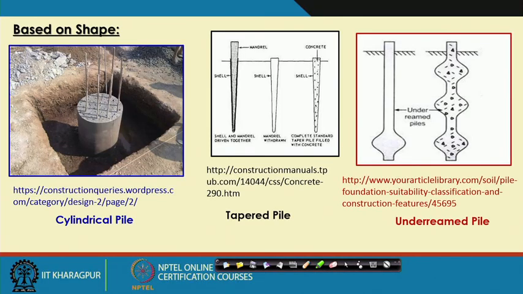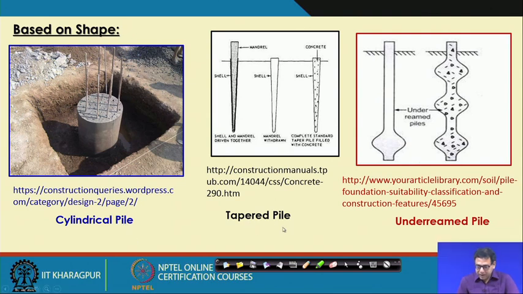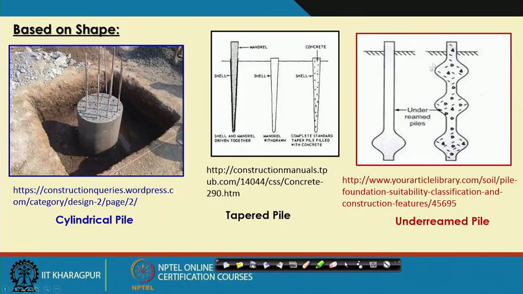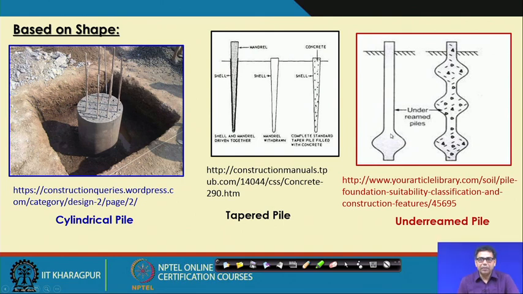So, next, based on the shape of the pile, it can be a cylindrical pile, a tapered pile, or an under-reamed pile. A cylindrical pile means it has a uniform diameter throughout the length of the pile. Okay. In a tapered pile, the diameter is changing from the top to bottom. So, that is the tapered pile, and in the under-reamed pile, we provide bulbs. Okay. That can be a single bulb or multiple bulbs. So, this is the multiple bulb, this is the single bulb. So, this is the under-reamed pile also.